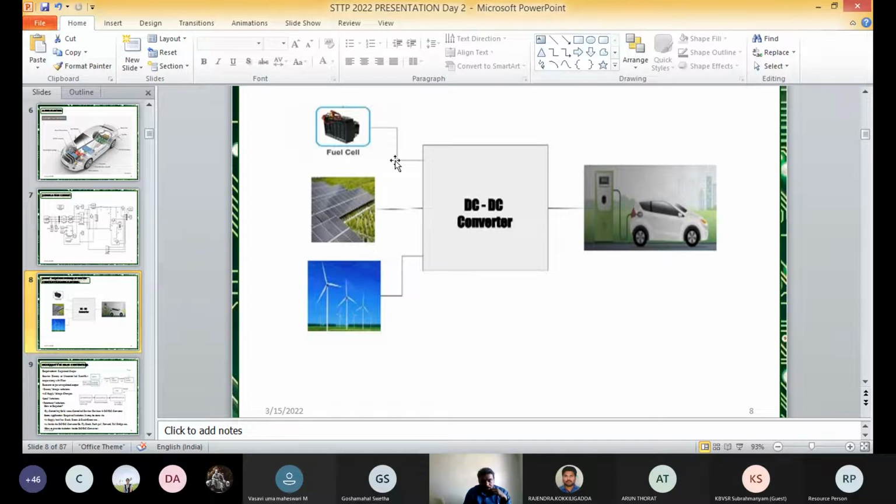So that means there are different areas. One is in the source side, another is in the conversion side, and another is in the load side. In today's presentation we are mainly discussing the power converters which are used for the fast charging of electrical vehicles.